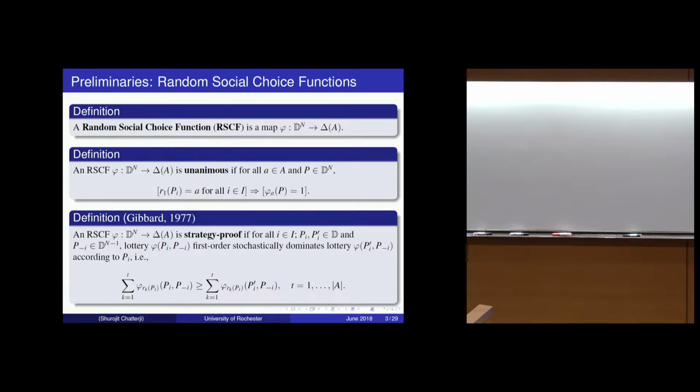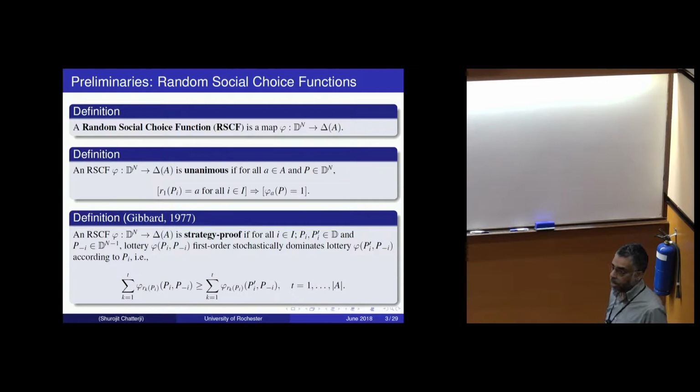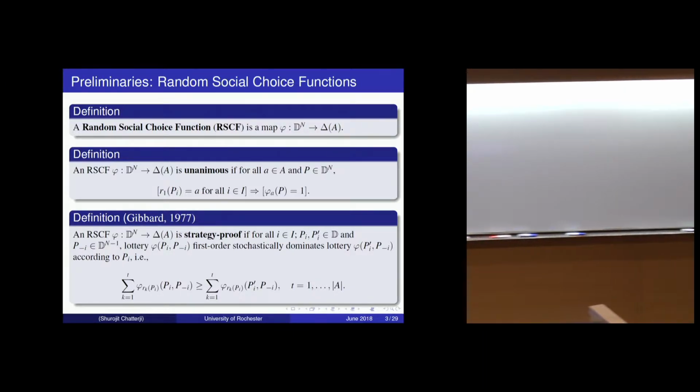The notion of strategy-proofness here was actually introduced by Gibbard. It's an ordinal notion of strategy-proofness, which says that the lottery by truth-telling first-order stochastically dominates the lottery by lying. So on the left-hand side, this is the lottery that agent i gets when she reports her true preference Pi, and this is the lottery that she gets when she reports the manipulation Pi prime. When t is equal to 1, this inequality just says that the top-ranked alternative of agent i under her true preference gets at least as much probability as it gets under the manipulation. When t is equal to 2, it says the sum of the first two gets at least as much probability, and so on. So that's just first-order stochastic dominance. So this is an ordinal version of strategy-proofness, which was introduced by Gibbard, and we're going to follow that here.